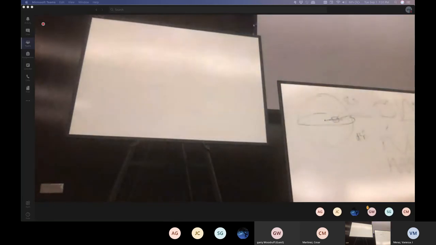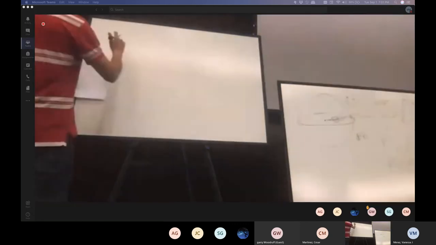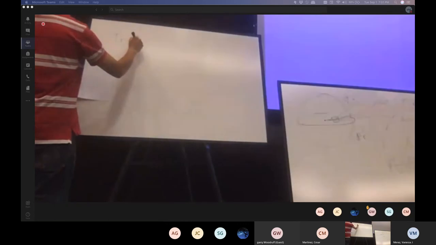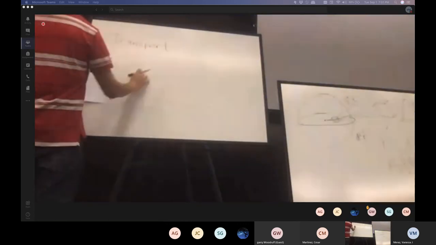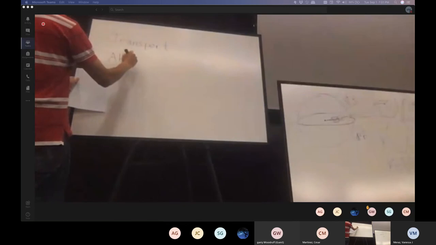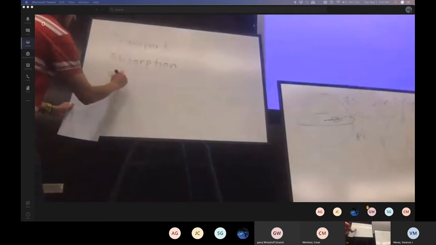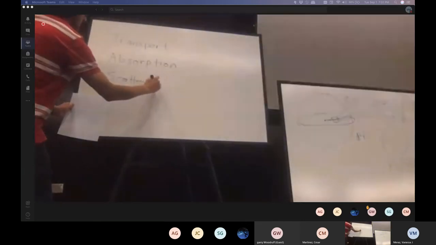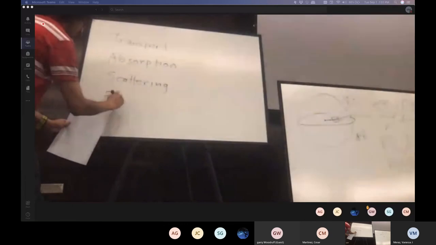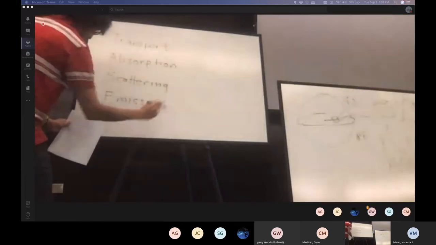So there are four phenomena that affect the energy density. One is transport. The other one, absorption. The other one, scattering. And the last one is emission.